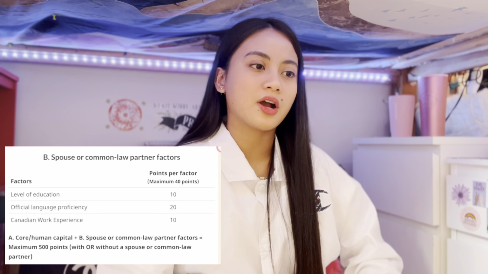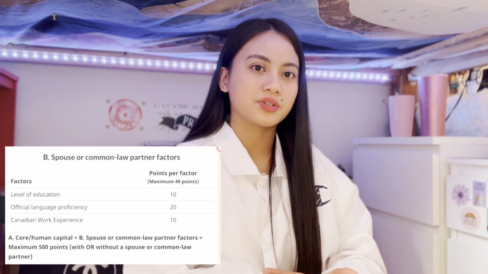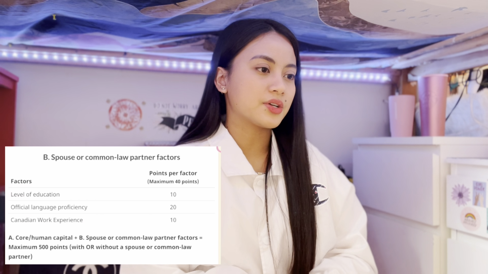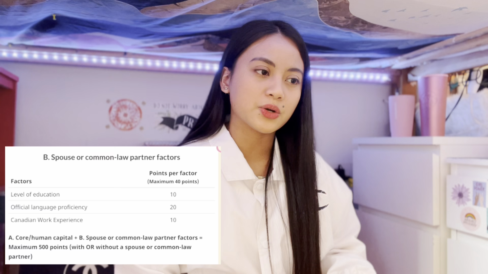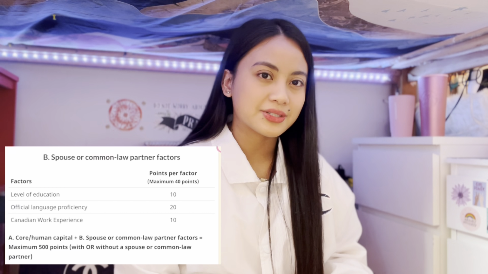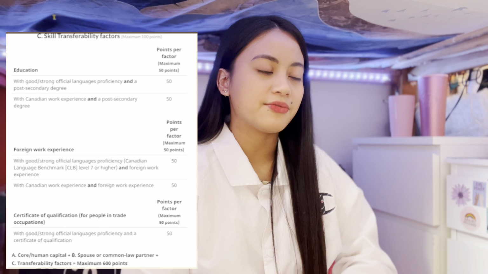Letter B. So this is for those who have a spouse or common law partner. This will really help to boost your scores. So the factors are the level of education, the official language proficiency if he or she took an English test too, and then the Canadian work experience. Letter C is the skill transferability factors.